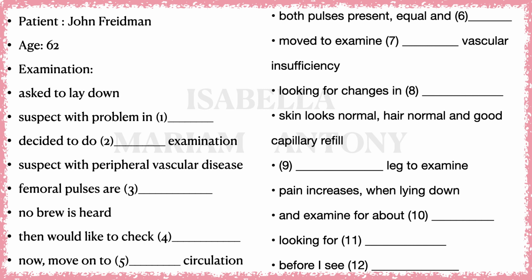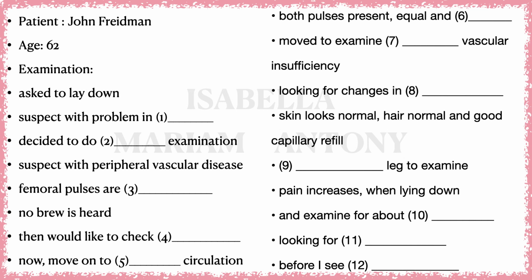Based on what you've told me so far, I suspect you have a problem with the circulation in your leg and that the arterial blood flow might not be as good as it could be. And so I'd like to proceed to do an arterial circulation examination. I suspect the patient suffers from peripheral vascular disease, and so I would like to do an arterial circulation examination, beginning with the femoral pulse.